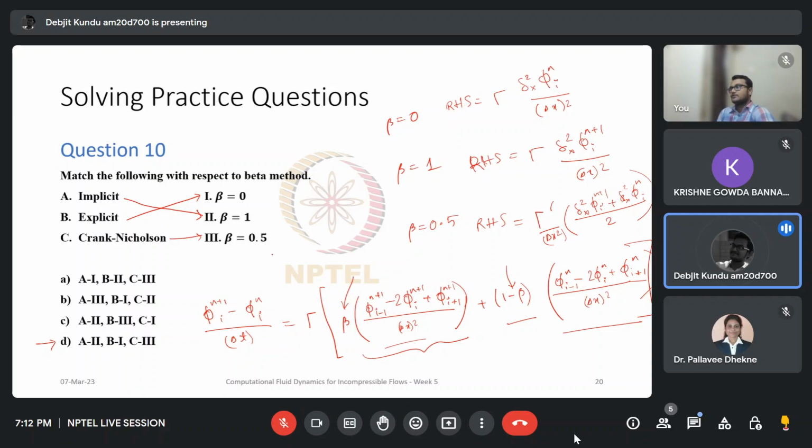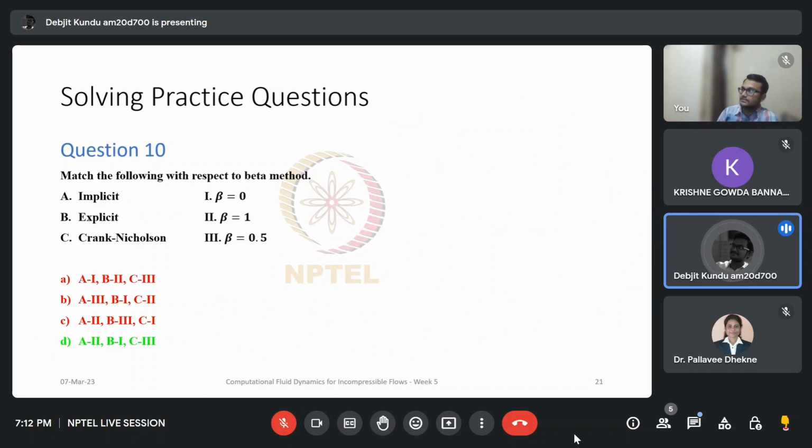So this is how it is. So what would be the correct options? So it would be A2, B1, and C3, right? So the correct answer would be option D, A2, B1, C3. Let's have a look at the solution, and it is indeed option D. So it was correct.